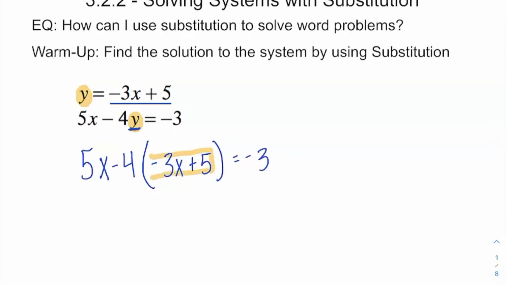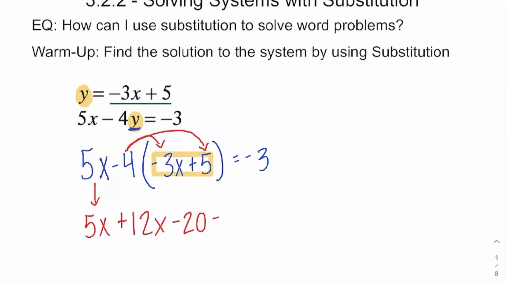Okay, so that was able to be replaced. Now I have an equation with one variable, which I'm able to solve for. The first step in doing that is to distribute. A reminder that you have to distribute that negative 4 through. So negative 4 times a negative 3x is a positive 12x. A negative 4 times a positive 5 is a negative 20. And I bring down the 5x. And this is all equal to negative 3.